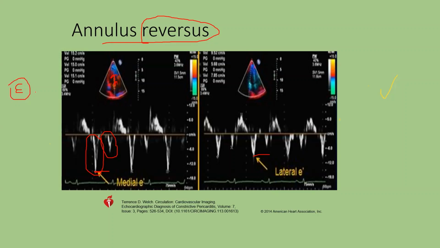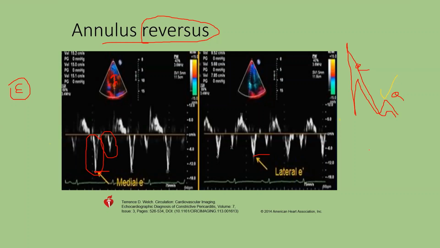Low. As the diastolic dysfunction increases, the mitral inflow, which has E and A, E and A, not E prime and A prime, as diastolic dysfunction occurs, what happens to the E? Does it increase or decrease? Increase. Exactly. It goes higher. And the A goes lower.